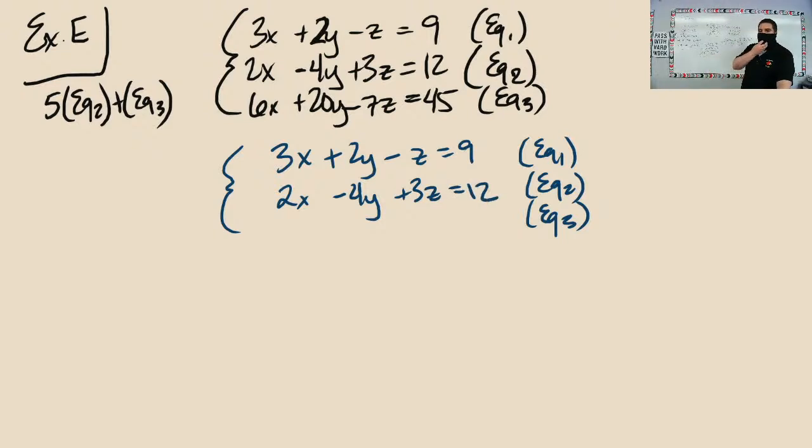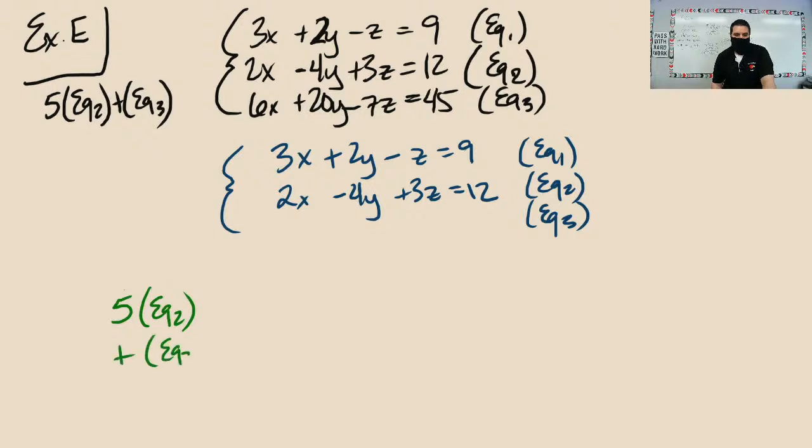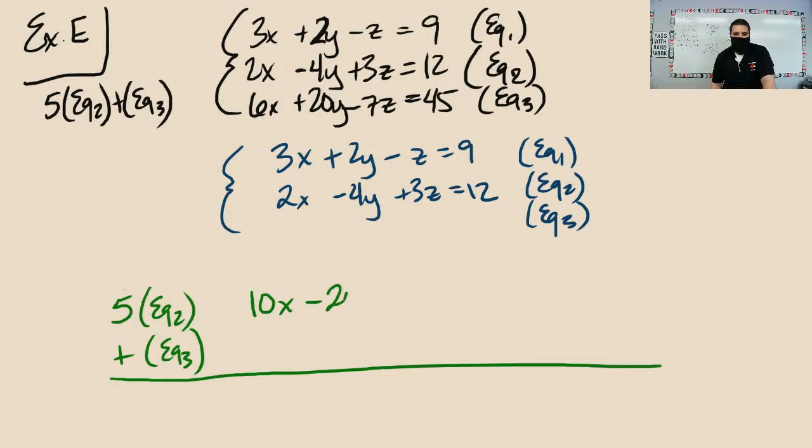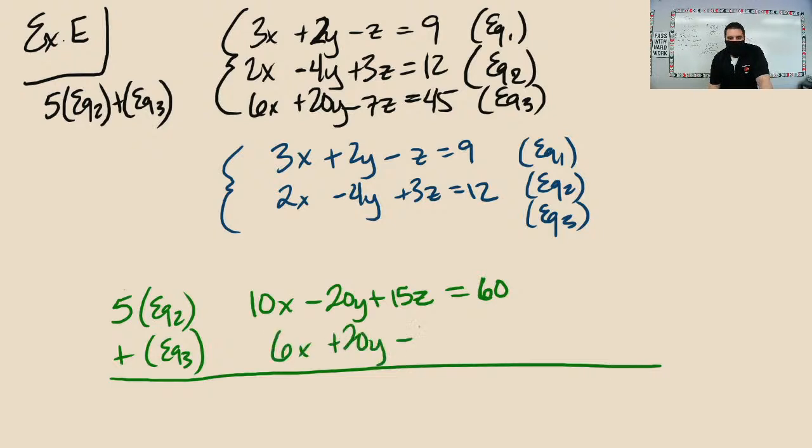Now to get our new equation 3, I need to go separately and do an elimination step, if you will. So we're going to take 5 times equation 2, because that's what we're told to do. So 5 equation 2 plus equation 3. That's the goal of what we're trying to do here. So 5 times equation 2, we get 10x minus 20y plus 15z is equal to 60. And then equation 3 just gets copied: 6x plus 20y minus 7z is equal to 45.